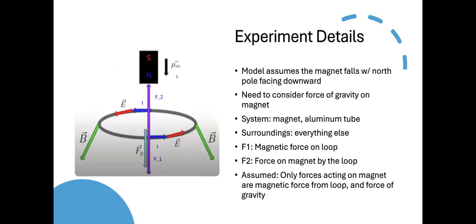Some experimental details were that the model assumes that the magnet falls with the north pole facing downwards. We need to consider the force of gravity on the magnet. The system includes the magnet, the aluminum tube, and the surroundings, which is everything else.